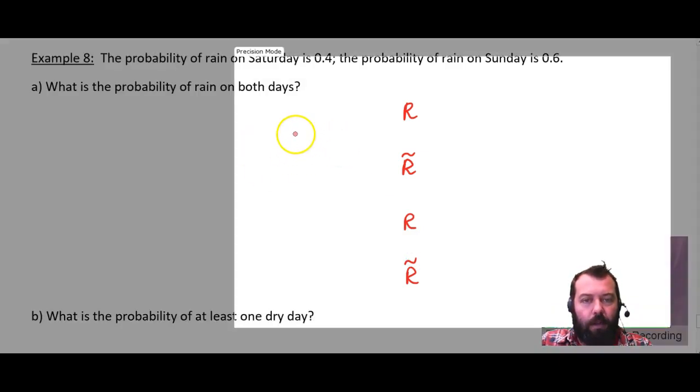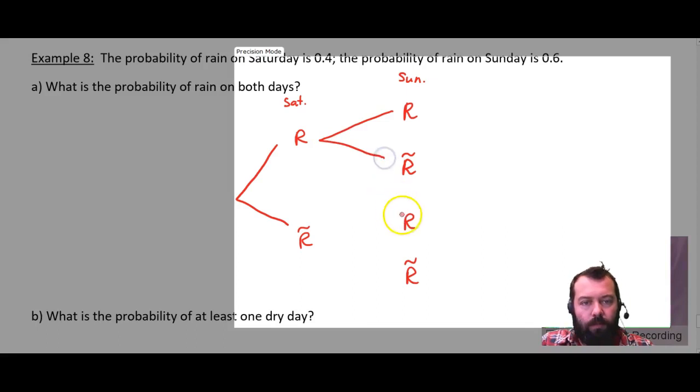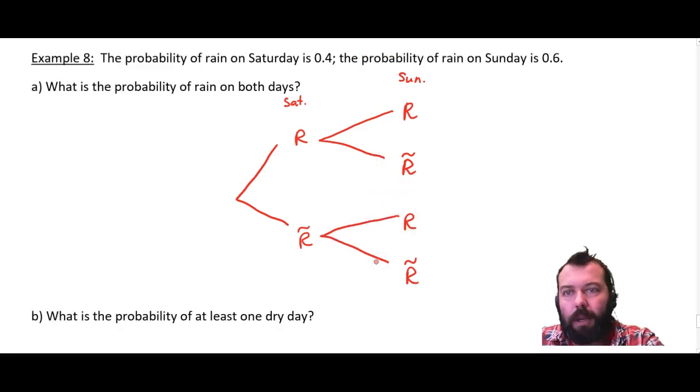Now, this is for Saturday. And this is for Sunday. Rain here and not rain. Now I'll just draw my branches. Now on each branch, I'm just going to choose a different pen here. Let's use a little blue one. On each branch we need to write the probability.